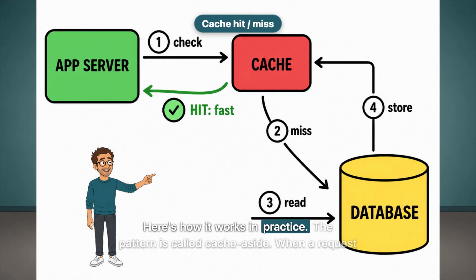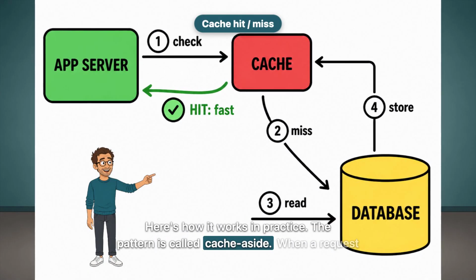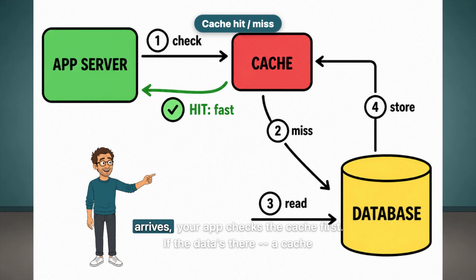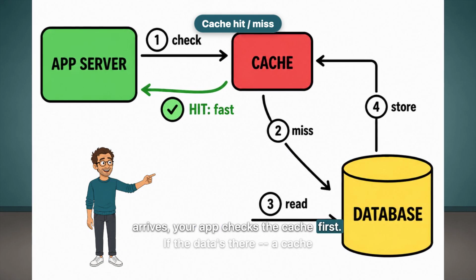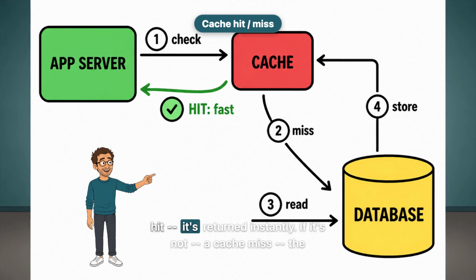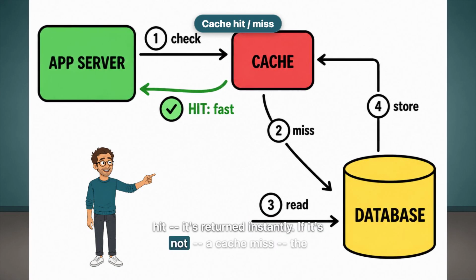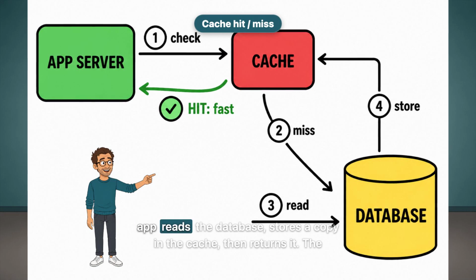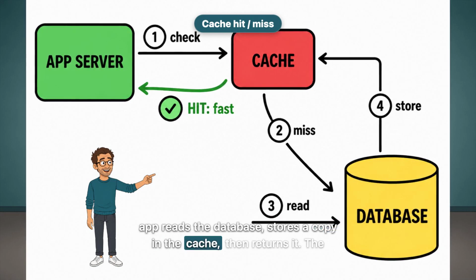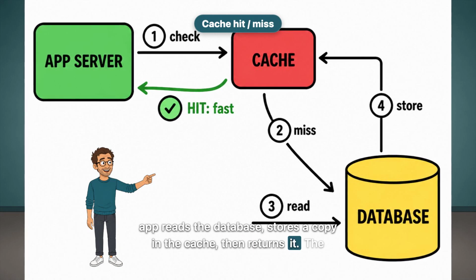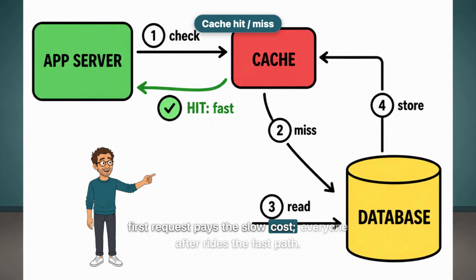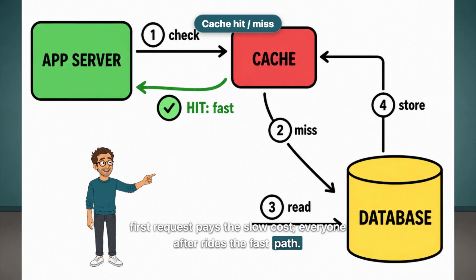Here's how it works in practice. The pattern is called cache aside. When a request arrives, your app checks the cache first. If the data's there, a cache hit, it's returned instantly. If it's not, a cache miss, the app reads the database, stores a copy in the cache, then returns it. The first request pays the slow cost. Everyone after rides the fast path.